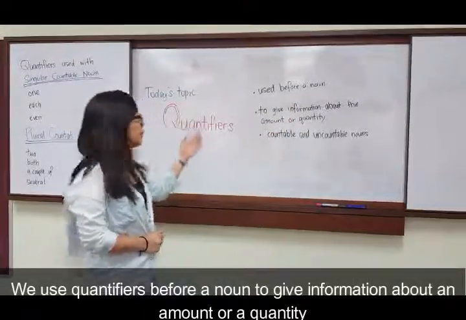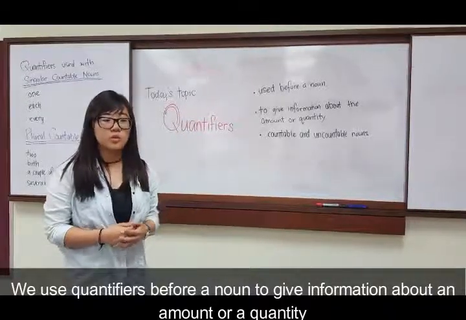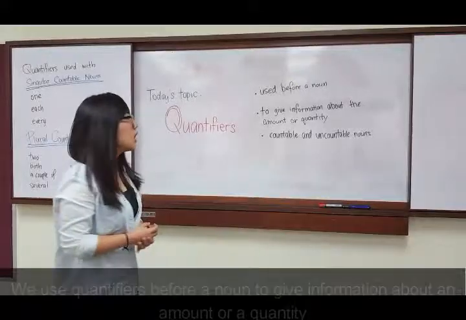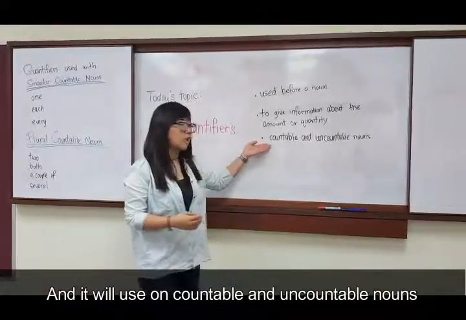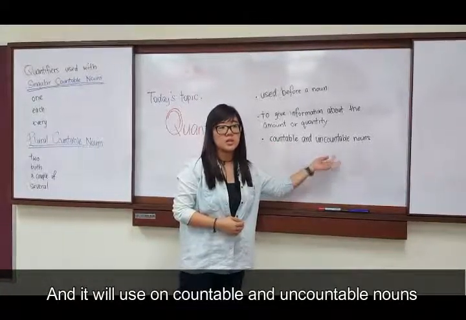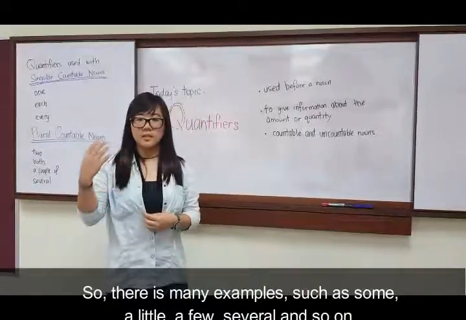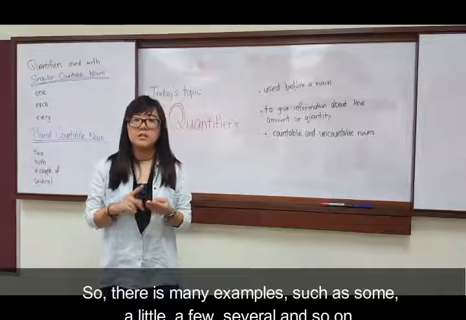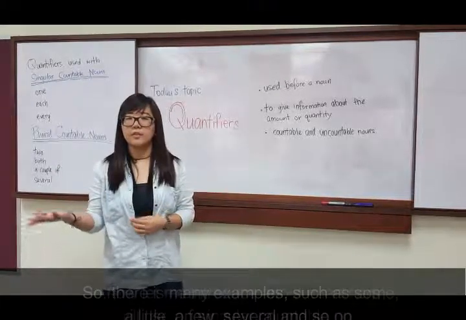We use a quantifier before a noun to give information about an amount or a quantity. It can be used on countable and uncountable nouns. There are many examples, such as some, a little, a few, several, and so on.